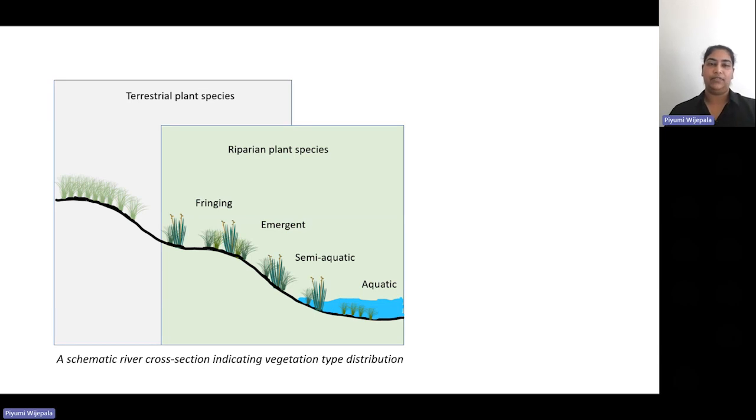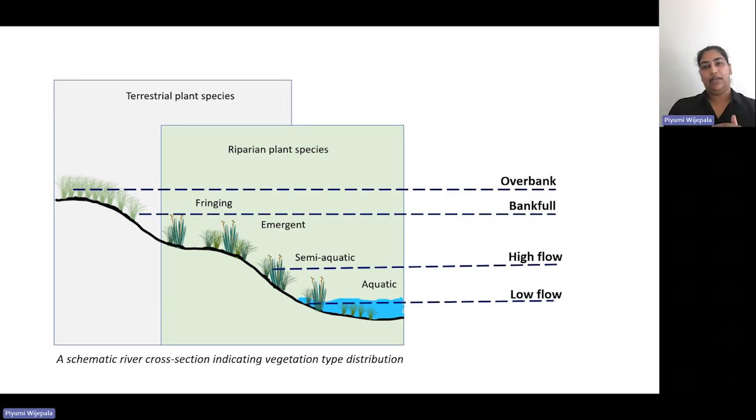And especially in a regulated river flow, they can get partially or fully submerged by different types of flows. This can be of different duration and at different times of the year. So that will be useful to know how these different plant forms are going to respond to these different types of flows, especially in a regulated river flow.